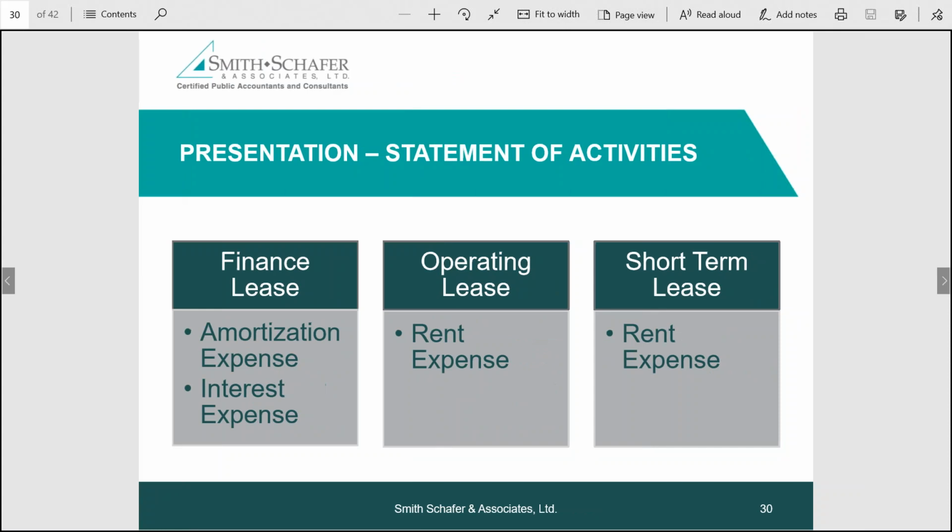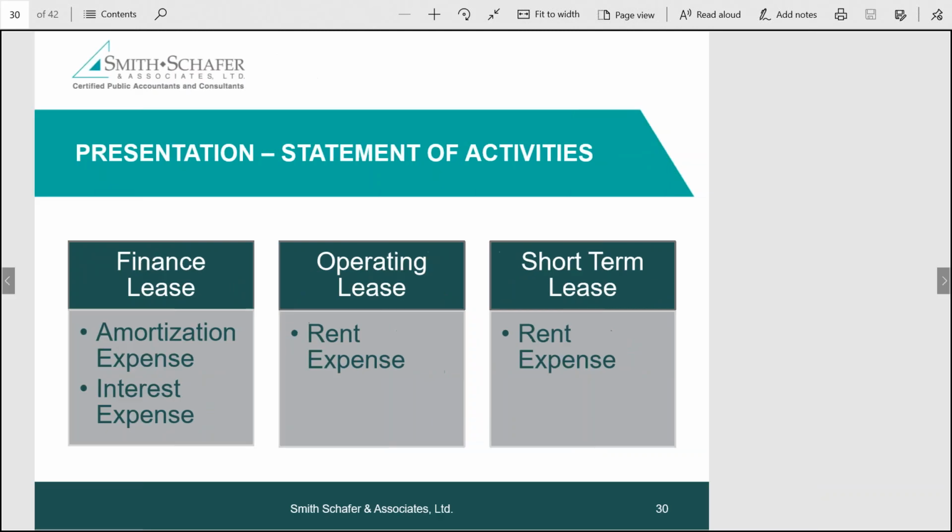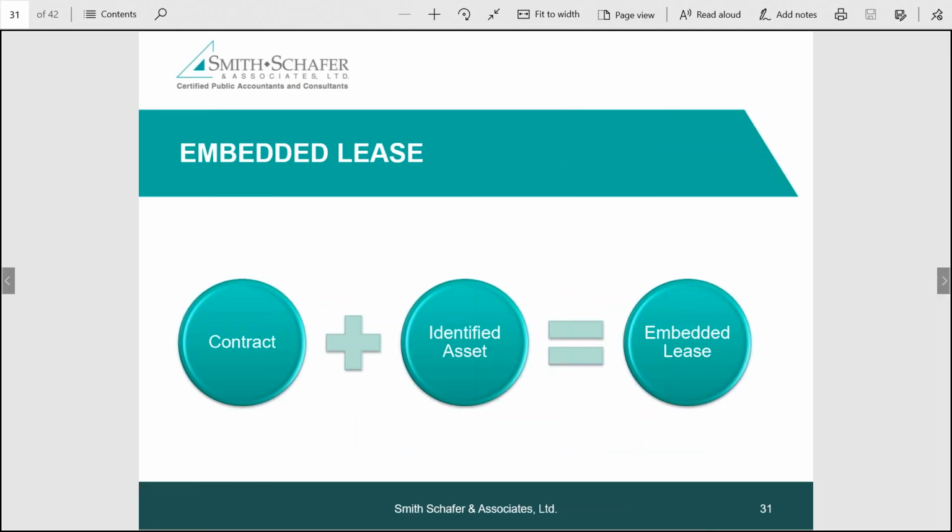If we look at the statement of activities or the income statement, again, the finance lease isn't going to have a big change. You're going to have amortization expense and interest expense. The operating leases are still going to have your rent expense. It's going to be calculated slightly differently, but overall, you still have your rent expense. Short-term leases also just hit the statement of activities and are through rent expense. So those are the three types of leases that were identified very clearly in the lease standard.